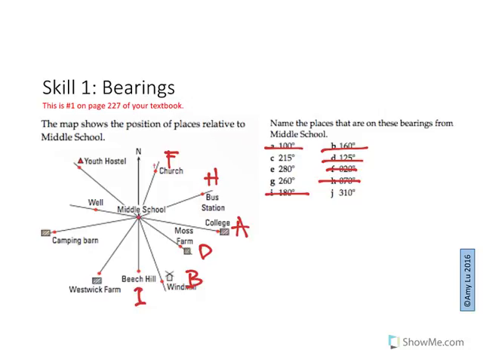And then from there, Westwick is 215 degrees. The camping barn is 260 degrees. The well is 280 degrees. And finally, the youth hostel is 310 degrees. And that's it.